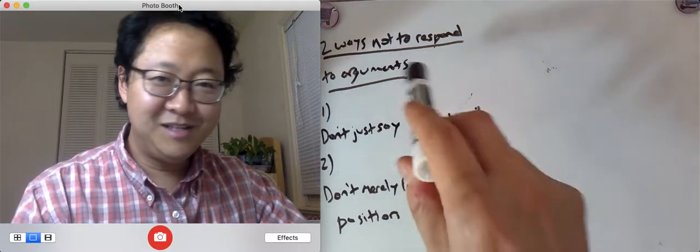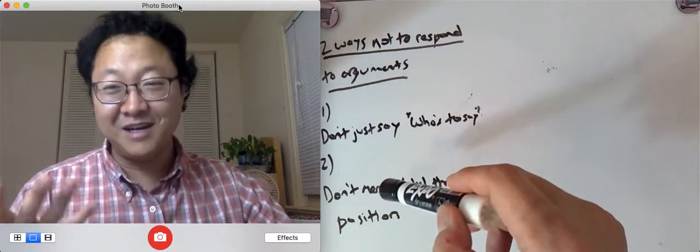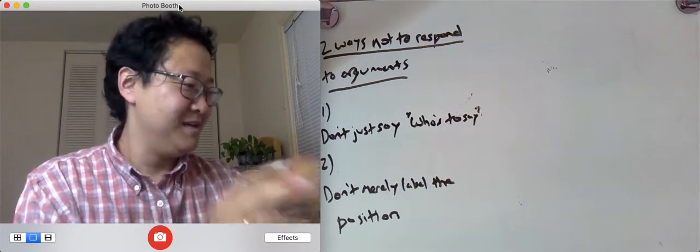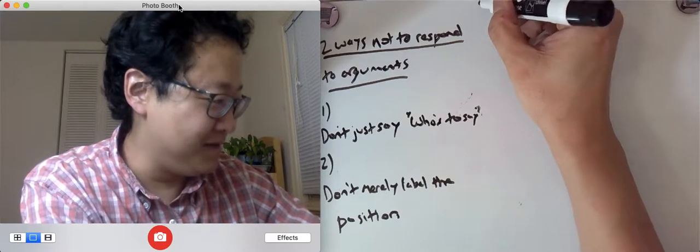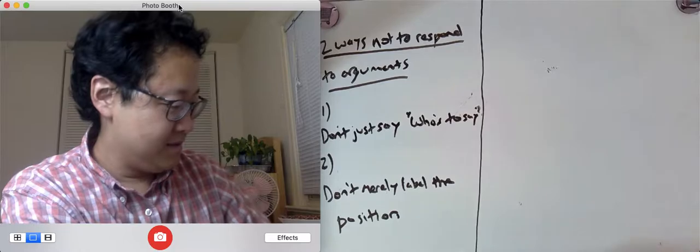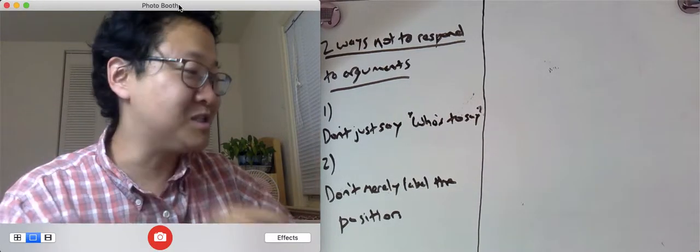So these are two ways not to respond to arguments. Both of them really come down to just saying, don't just use rhetoric. That's what they came down to. But the book spent some time on it, so I thought I would go with that. It's a good review. Now we're going to go over how to respond to an argument.